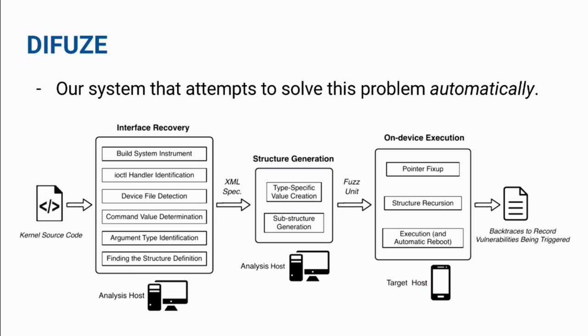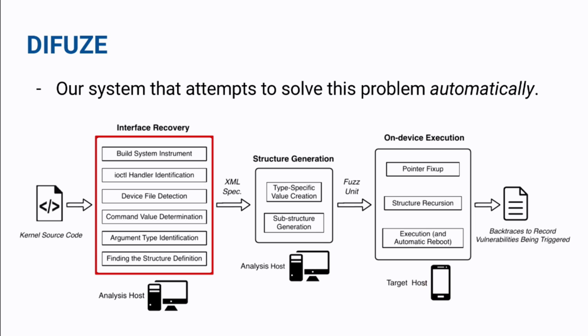I'm going to make instances of these arguments. That is output as a fuzz unit, and then that is sent to the on-device execution, where it is executed. And hopefully at the end, you get out crashes. That's what we like to see. So I'm going to walk you through every step of this right now, starting with interface recovery.